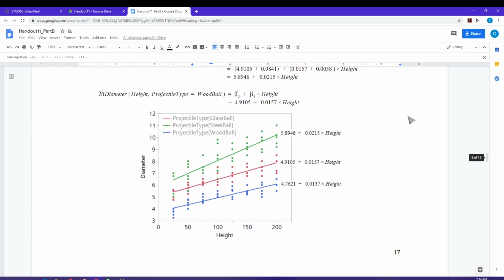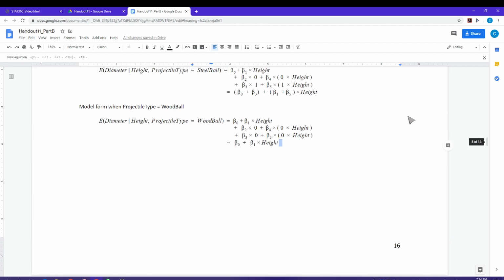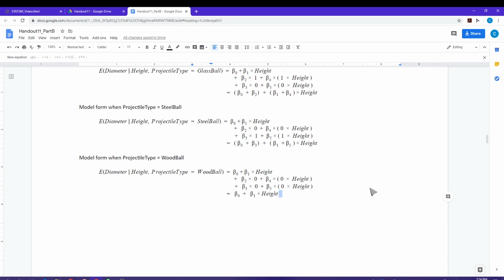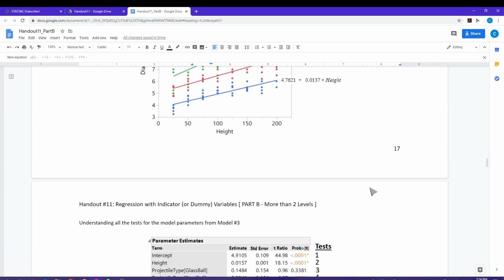And that's going to appear in all three models up here. So the beta 1 is going to appear in the glass ball, beta 1 appears here in the steel balls, and beta 1 appears certainly in the wood balls. So when we're doing that test, we're actually looking at whether or not the height has an influence on the diameter across all three types of balls.